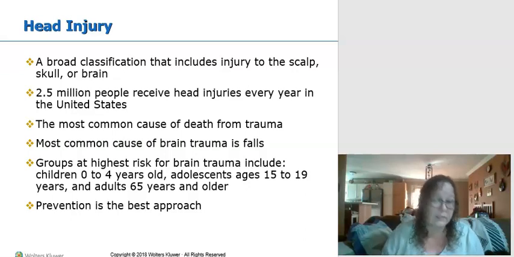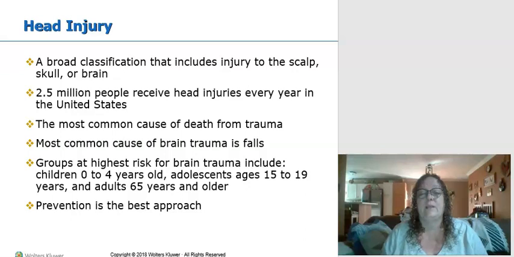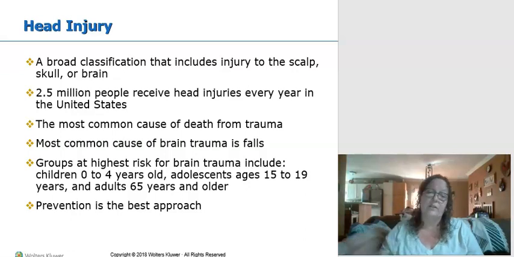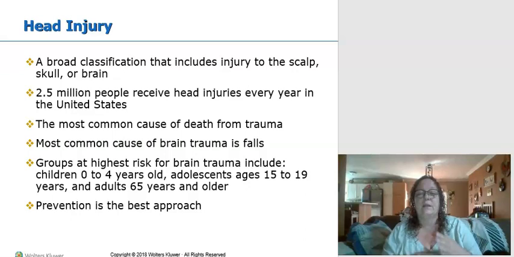The most common cause of death from trauma is head injury. The most common cause of brain trauma is falls. There are several groups at risk. The highest risk include children, so 2 to 4 years old.